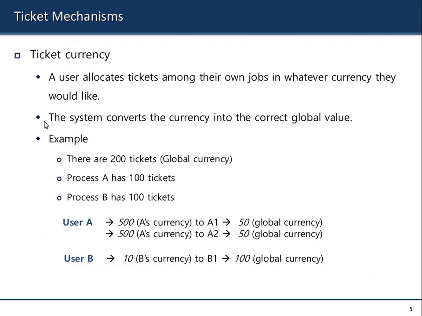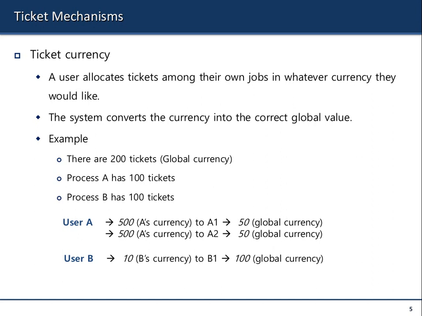Okay. So how do you implement some mechanisms, or some specific details on how to implement this ticketing mechanism? Something like an economy, so you have a currency, a ticket currency. A user allocates tickets among their own jobs in whatever currency they would like. And the system converts the currency into the correct global value. Let's say dollars is the global currency. And then each process or each user will allocate, let's say, Philippine pesos for the tickets. And then it's the system that converts that to dollars.